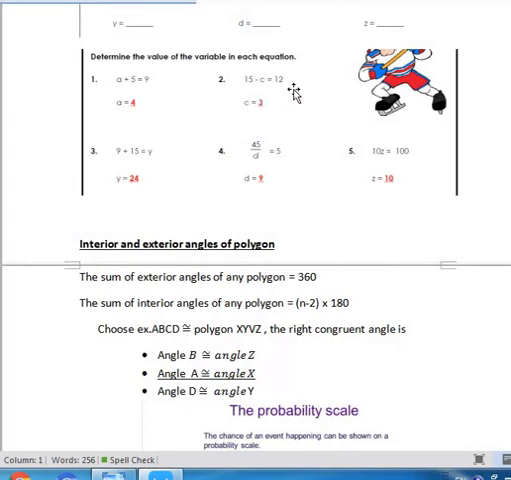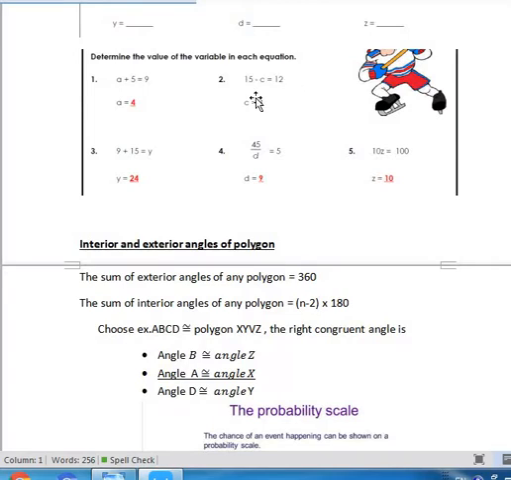15 minus c equals 12. Here, what should I do? I want to isolate c. Here c is negative, and I want c to be positive. So change the place of c. Let negative c go to the other side, and it will be just c.